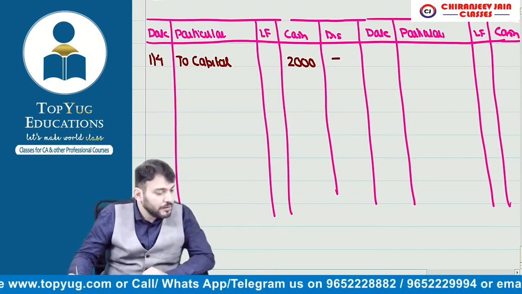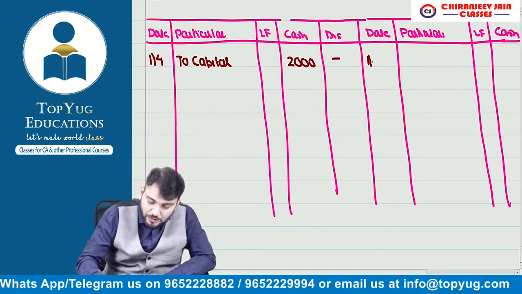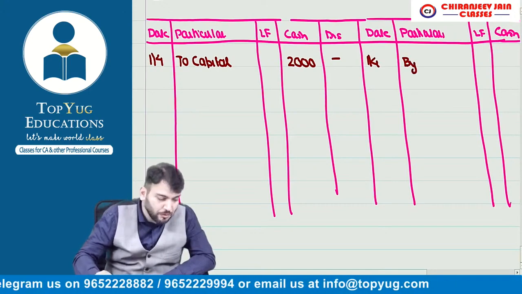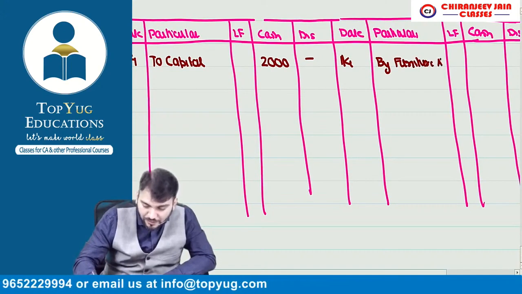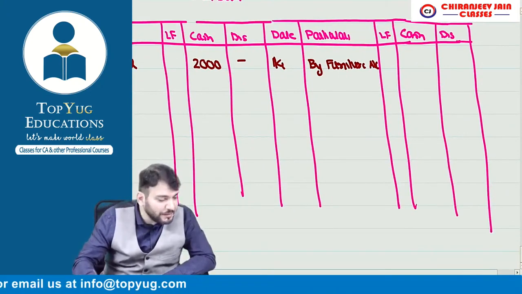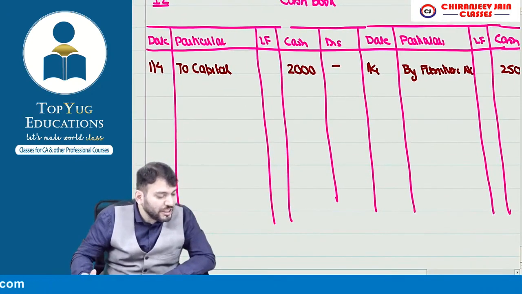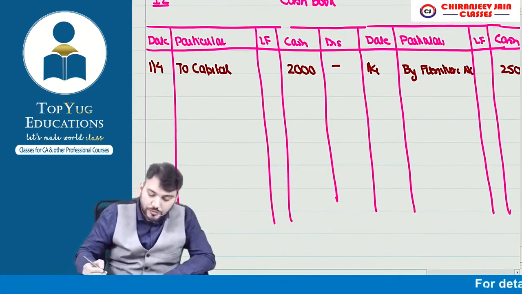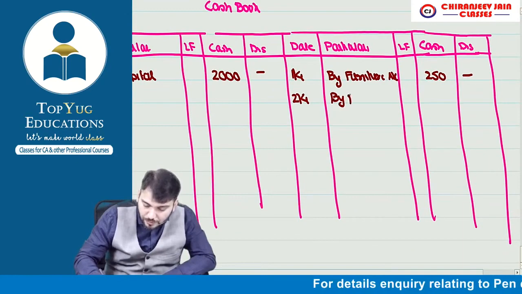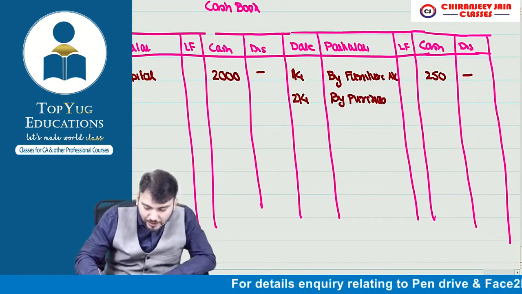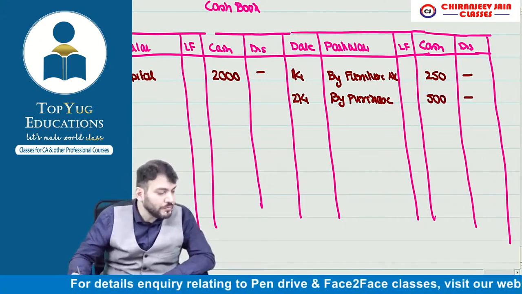Then on 1st April purchase furniture and paid cash. So write by furniture account, how much payment done, 250, no discount. Then purchase goods on 2nd April. Write all the payment here, by purchase account, how much, 500, no discount.